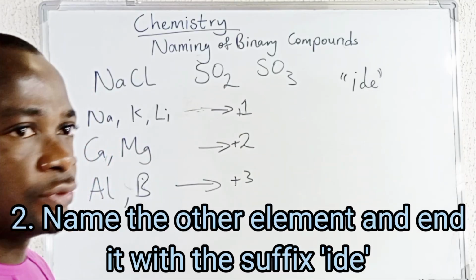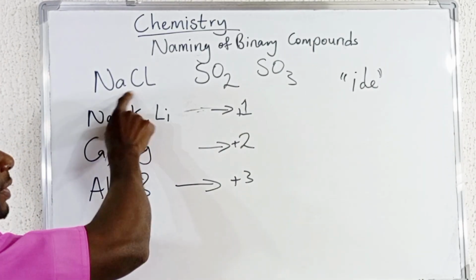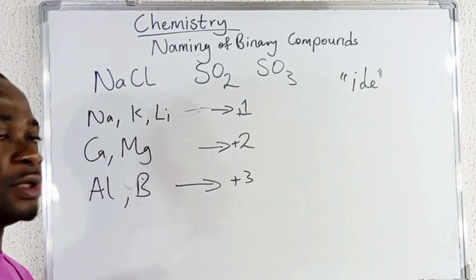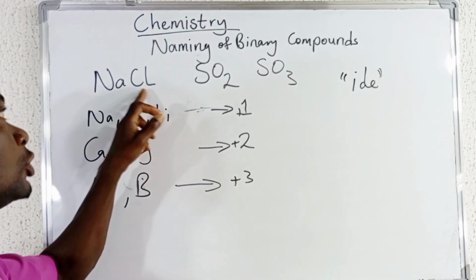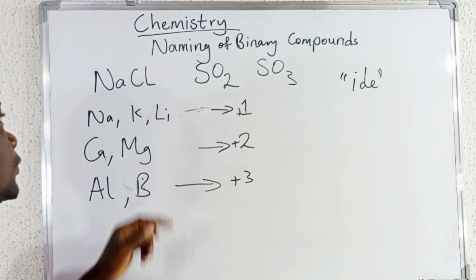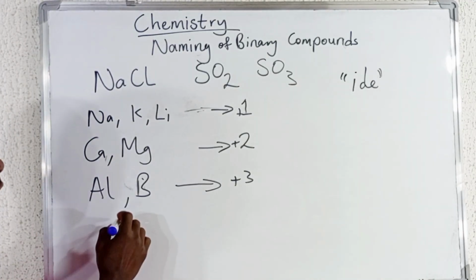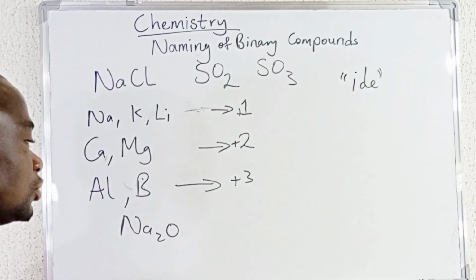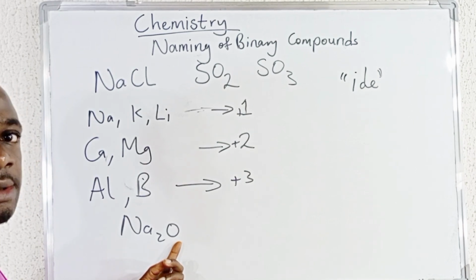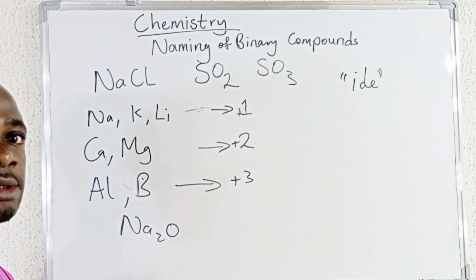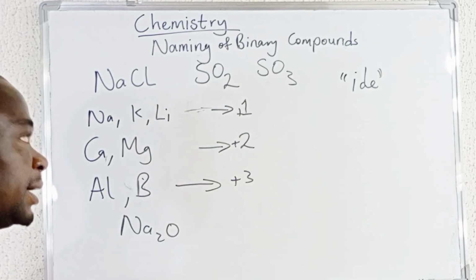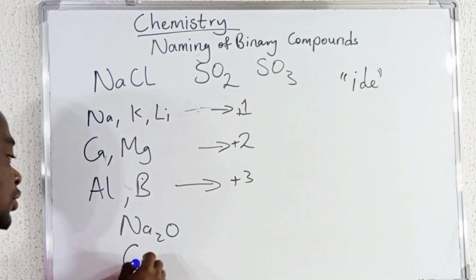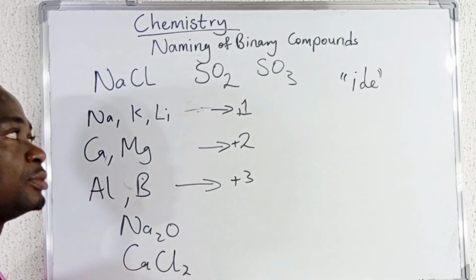Let us apply it here. The first one is sodium. So NaCl will now be what? Sodium chloride. If you have something like Na2O, this will be what? Sodium oxide. The second part, or the non-metallic part, will end in what? Ide. The same thing will happen if you have calcium. This will be calcium chloride.